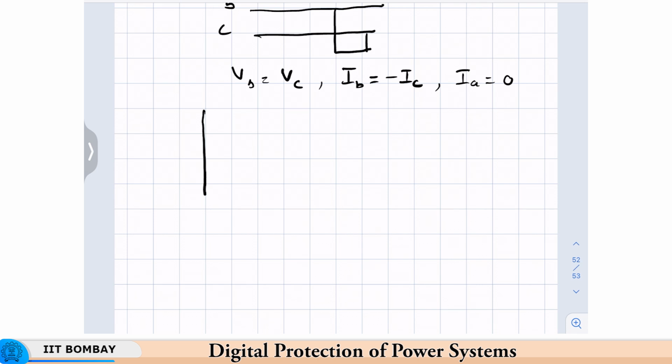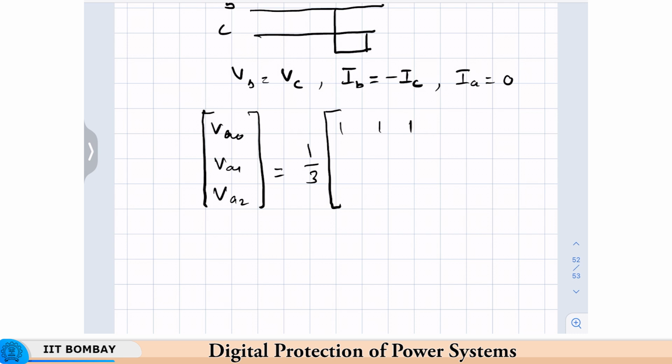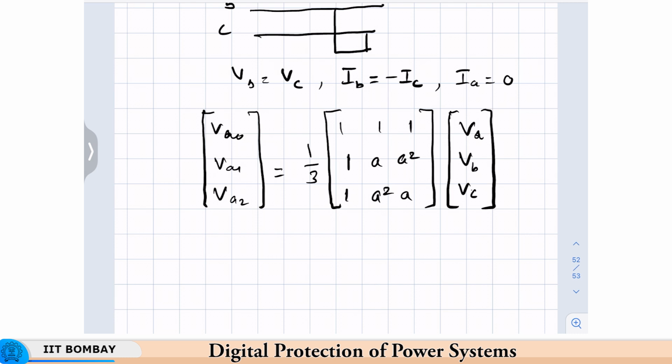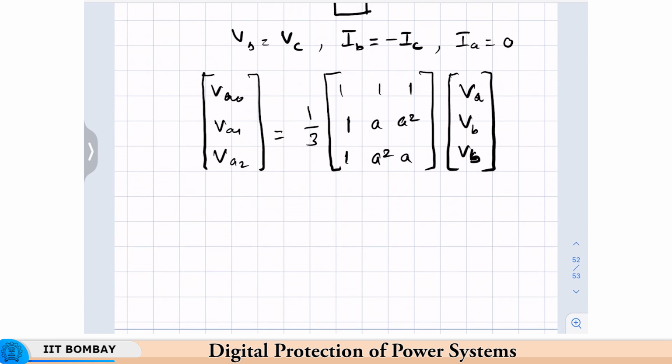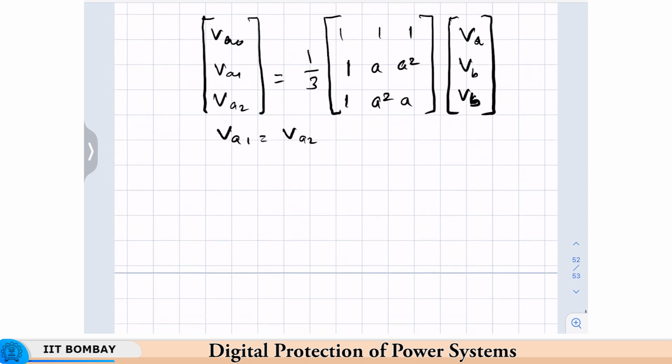So, now moving ahead, for the voltages, we have VA0, VA1, VA2 equal to 1/3 of the matrix with rows 1 1 1, 1 A A square, 1 A square A, times VA, VB, VC. VC is equal to VB, so we can write this as VB as well. So, what this tells us is VA1 and VA2 are the same, or VA1 equal to VA2. So, we will use this. We will talk about VA0 a bit later.